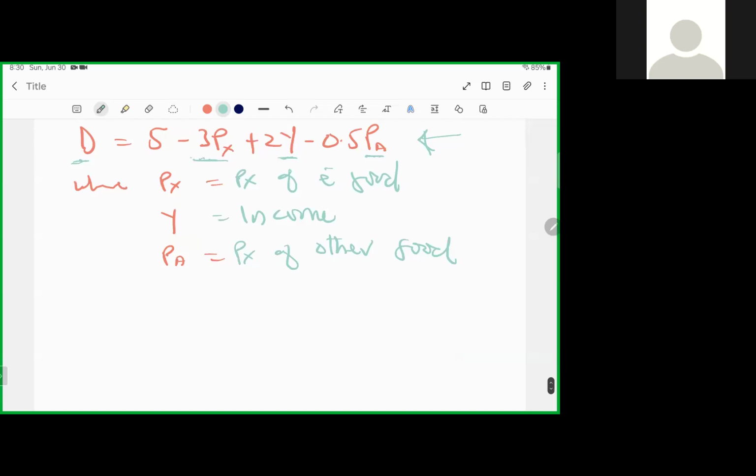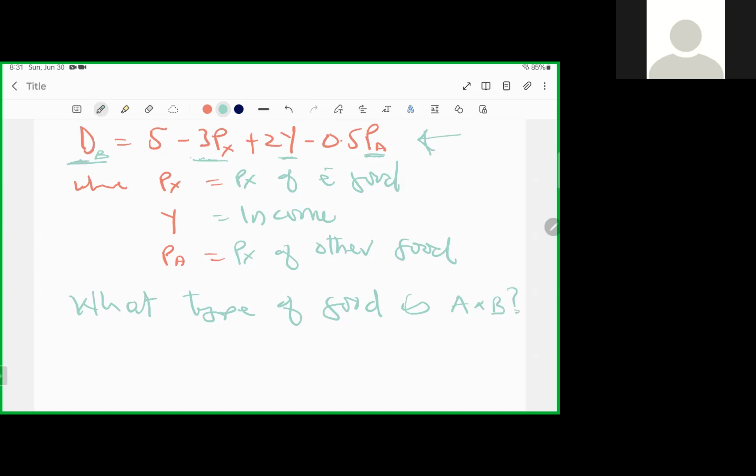So a key question is, in this particular form, what type of good are we looking at? Let's say here we are looking at the demand for good B. So what type of good are A and B? Please note, this is demand for B, price of A.